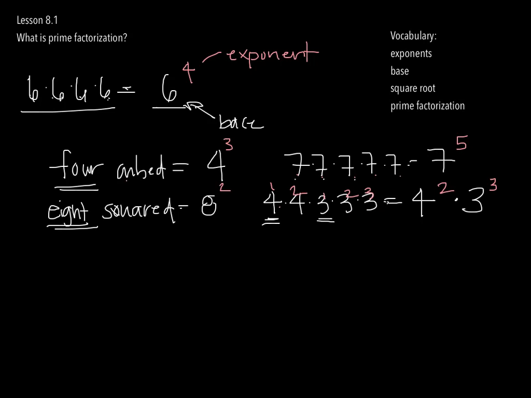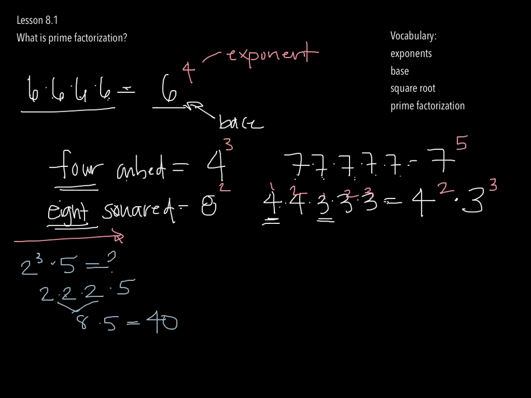Now let's look at when we see exponential problems. How do we solve them? If I take 2 to the third power times 5, what is that going to give me? To solve this, I'm going to take 2 times 2 times 2 times 5. Well, 2 times 2 is 4, times 2 is 8. 8 times 5 gives me 40. Did you see how this 3 became 1, 2, 3?